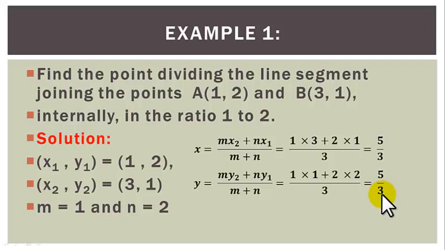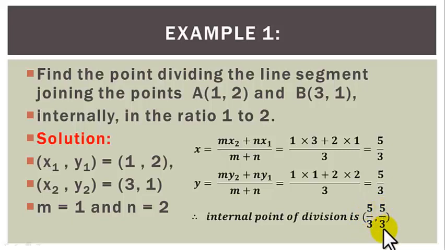So therefore the point P that divides the line segment joining the two points internally is given by (5/3, 5/3).